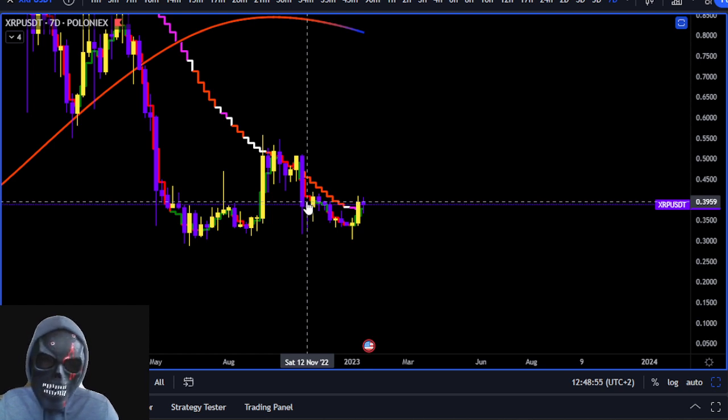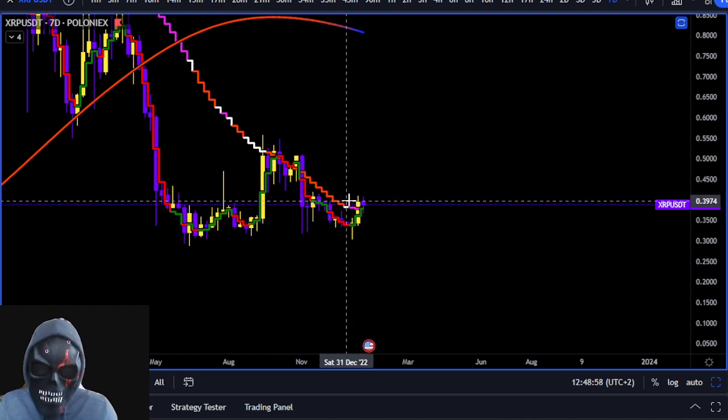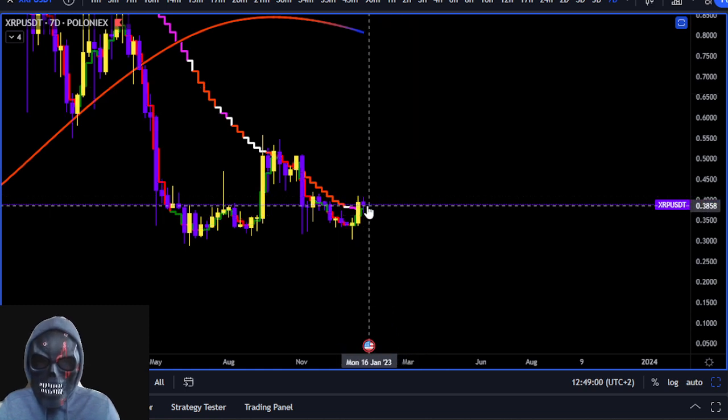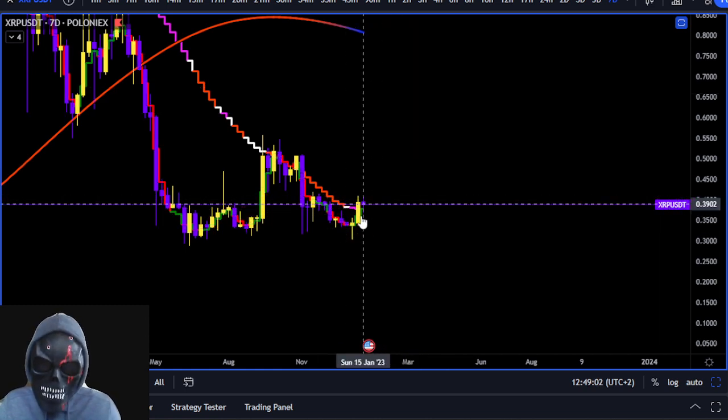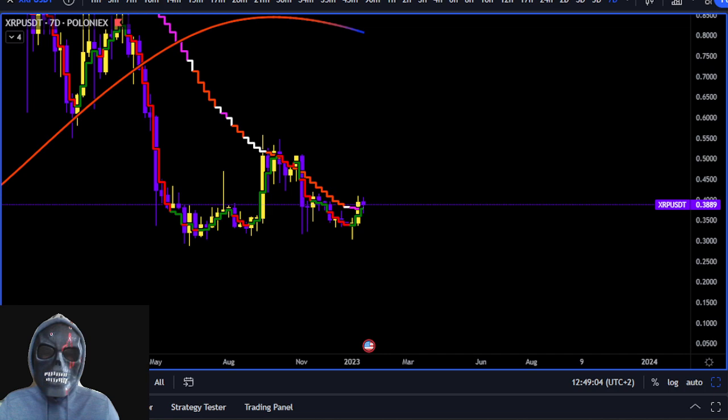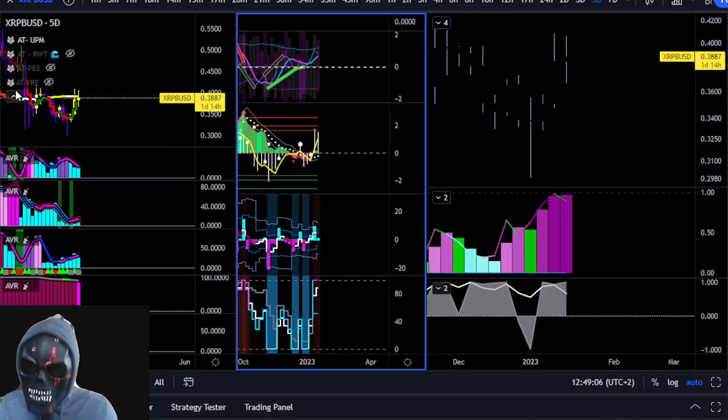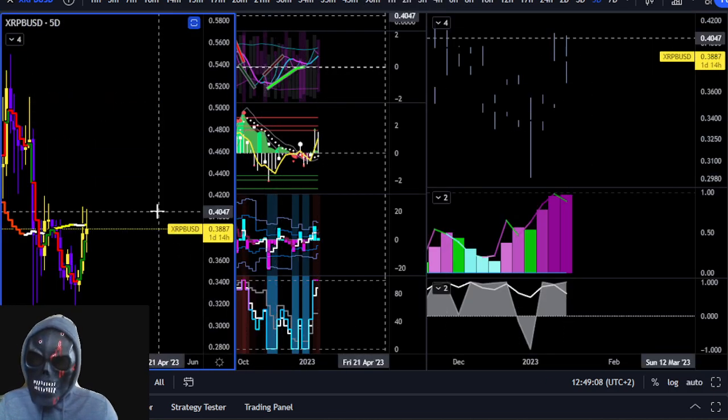So if you close above 3945, you could maybe see a reversal out of here. These two lines have crossed, and the liquidity has already been grabbed. So the 5-day is looking clean. It's just going to be a little bit of patience.